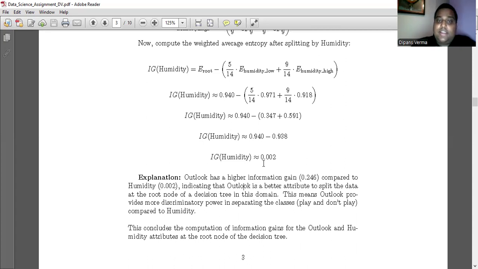We can say outlook has a higher information gain, 0.246, compared to humidity, 0.002, indicating that outlook is a better attribute to split the data at the root node of a decision tree in this domain, right? Because information gain is very high for outlook. This means outlook provides more discriminatory power in separating the classes, of course, play and don't play, so you can go ahead with outlook compared to humidity.